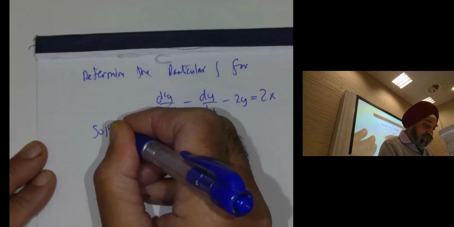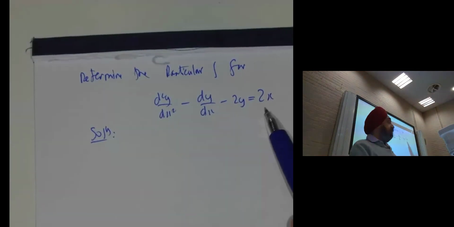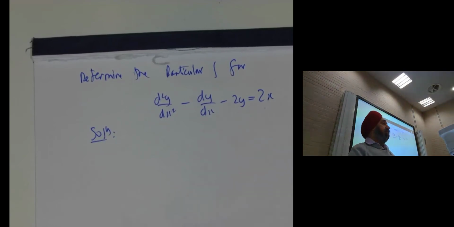So what I've done in this case is the same as the last example. It's the same example, except last time I had on the right hand side 5e to the 4x. I've changed that to 2x. Same example. So the left hand side, the homogeneous bit, is going to be the same.